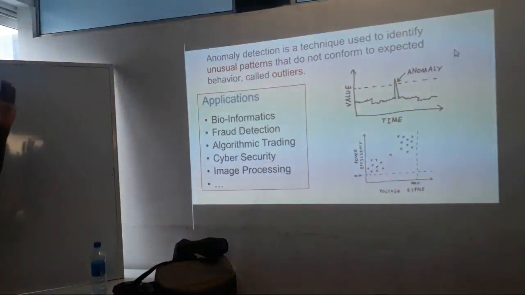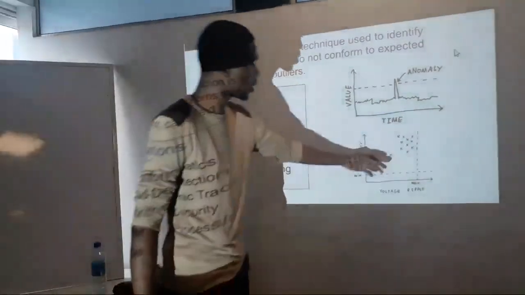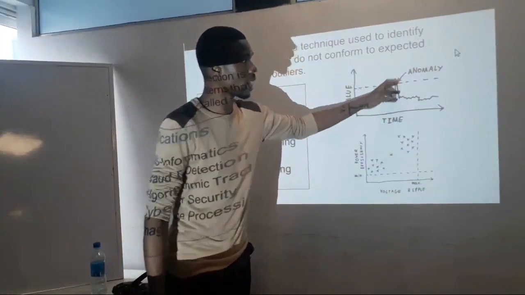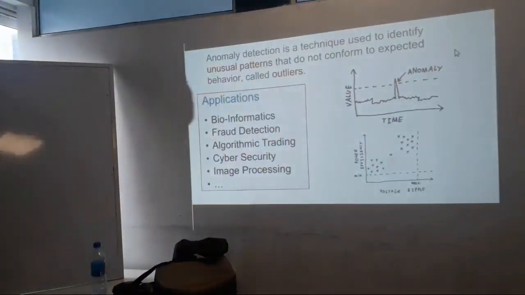So anomaly detection basically means detecting, identifying unusual patterns. And usually we call these outliers. So this guy is an outlier, this guy is an outlier. For applications, we use anomaly detection for fraud detection, for cyber security, for image processing. It has different applications, for predictive maintenance, a lot of stuff.